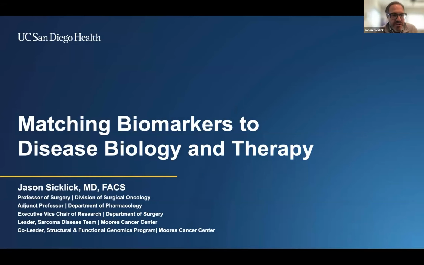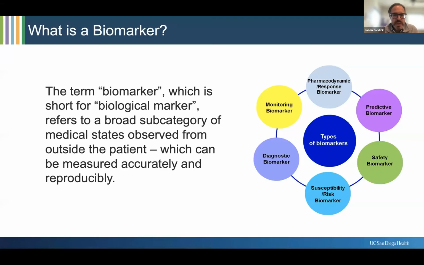Thank you very much again for the invitation. As Sarah mentioned, I'm going to be speaking about matching biomarkers to disease biology and therapy. By way of a little background, before we get into the specifics related to GIST, I want to discuss what a biomarker is.